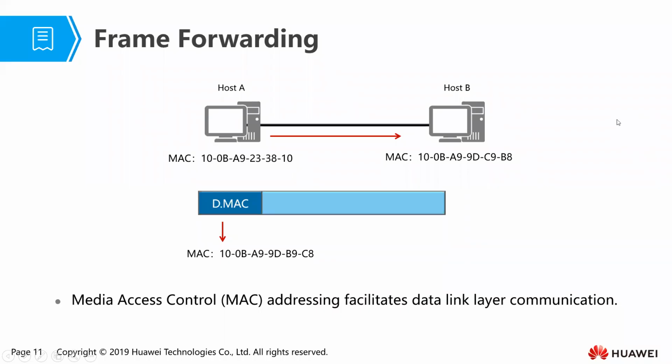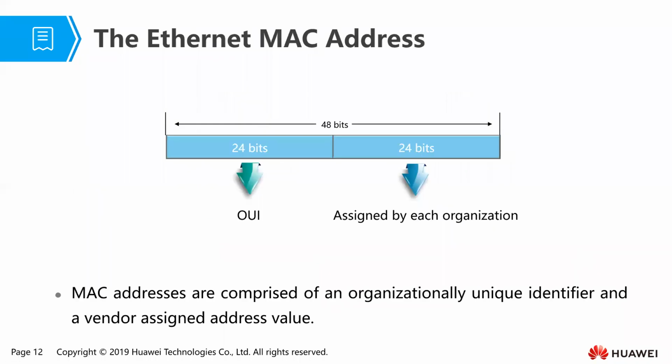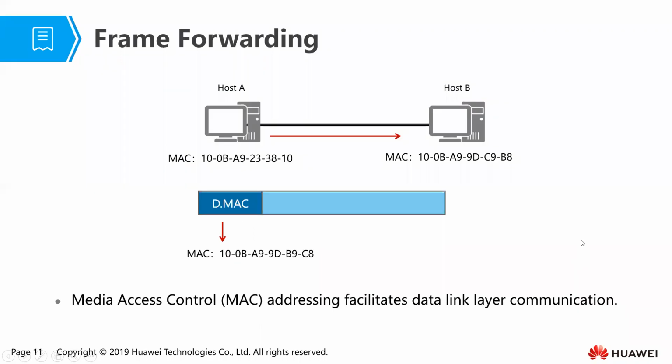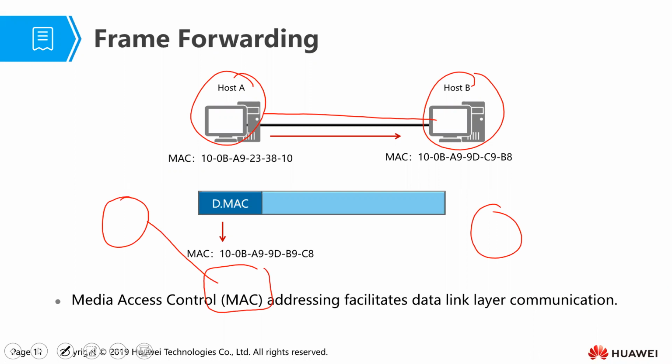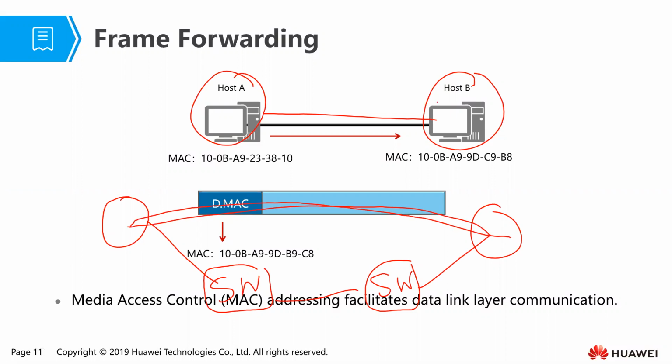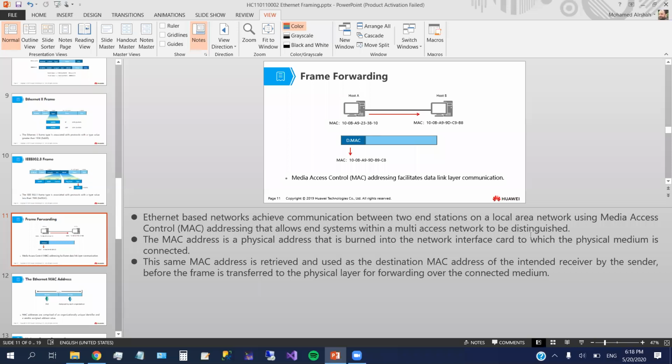Because, as I mentioned, the frame forwarding is either between one node and another node which is connected directly, or between nodes that are connected through switches, like this. In this case, the Ethernet will be responsible for the connectivity from here to here. Anyway, this is not a big deal, but we have to mention it because we need you to understand how Ethernet is working.